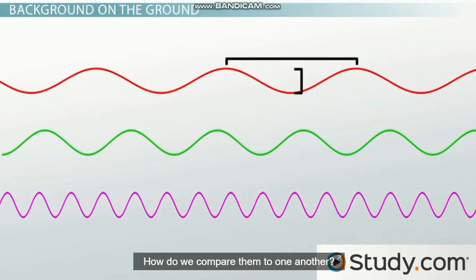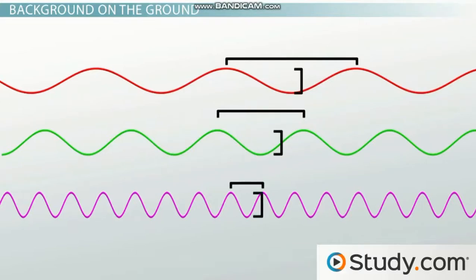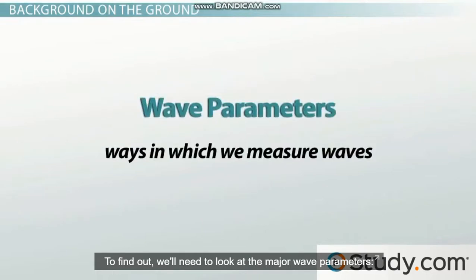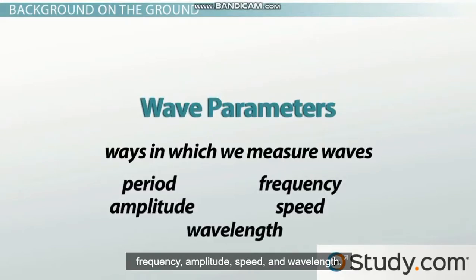How do we compare them to one another? Can we measure the size and speed of a wave? How do we know how much energy it carries? To find out, we'll need to look at the major wave parameters, the ways in which we measure waves. We'll learn how to characterize a wave by its period, frequency, amplitude, speed, and wavelength.